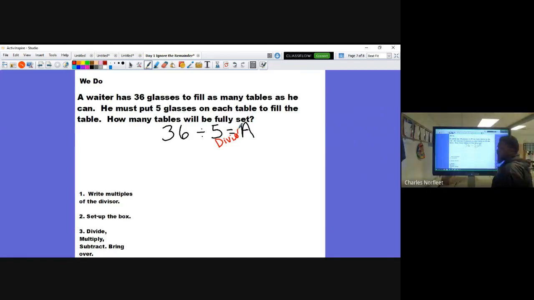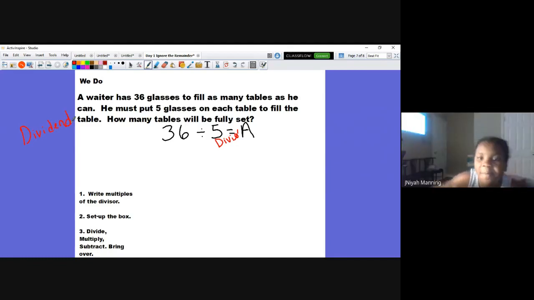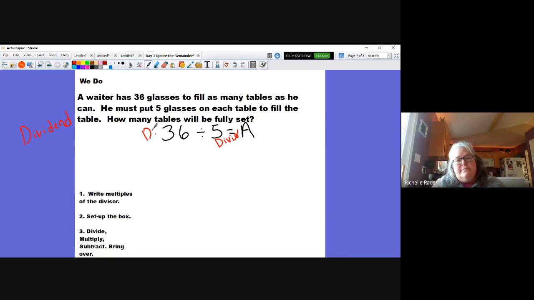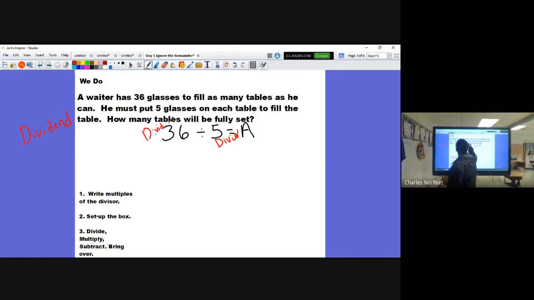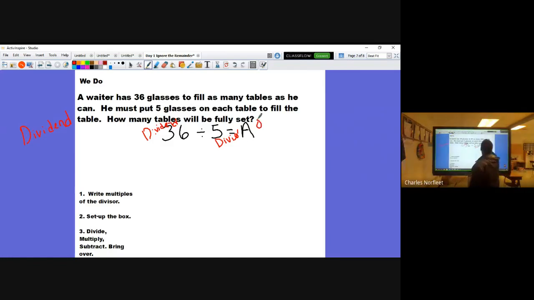You guys remember the other word? Divisor. And then we have... Jamani, you know it? I mean, Janaya, you know it? Dividend. Dividend. Very good. Dividend is our total. And who remembers the answer to a division problem? What is that called? Julio. Quotient. Good job, Julio. It's called the quotient.